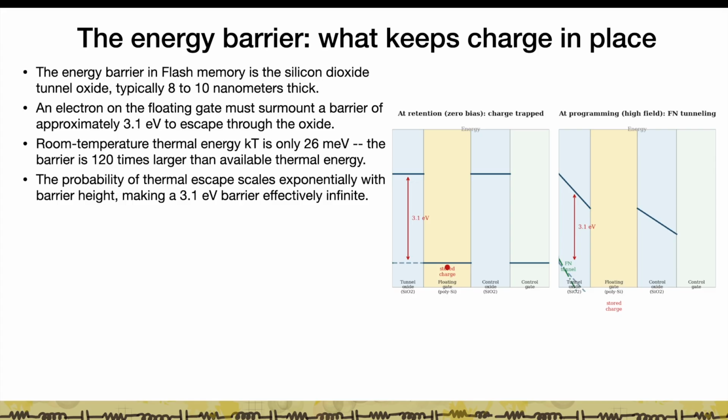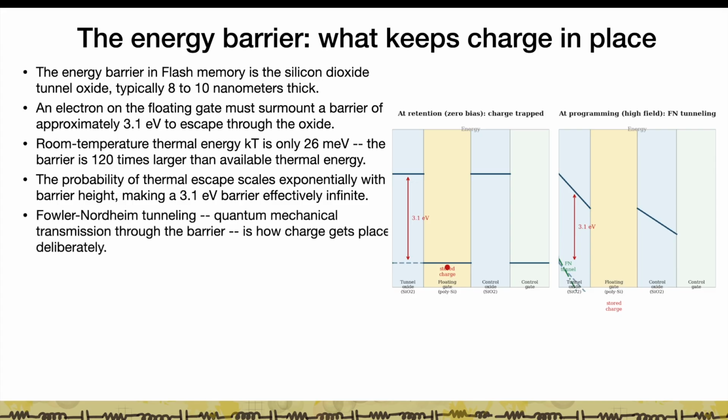The barrier is 120 times larger than the thermal energy available to an electron sitting on the floating gate. The probability of thermal escape scales exponentially with the ratio of barrier height to thermal energy. At 120 times, the thermal escape rate is not just low, it's astronomically low. The expected retention time from thermal escape alone is many orders of magnitude longer than the age of the universe. So the charge isn't going anywhere on its own.